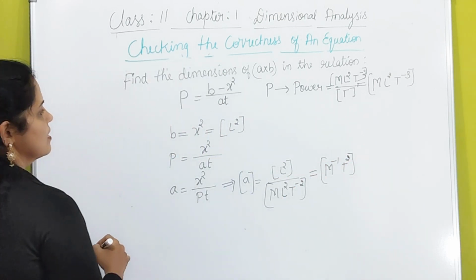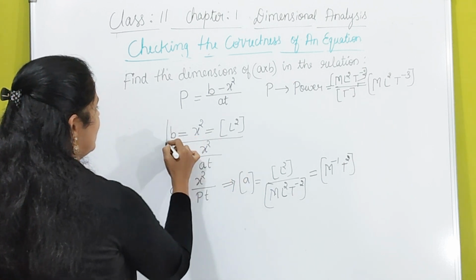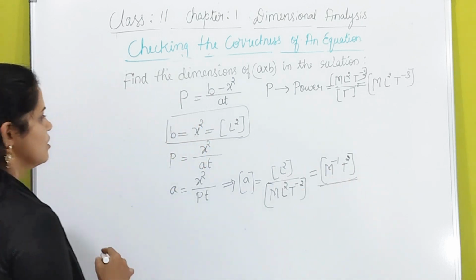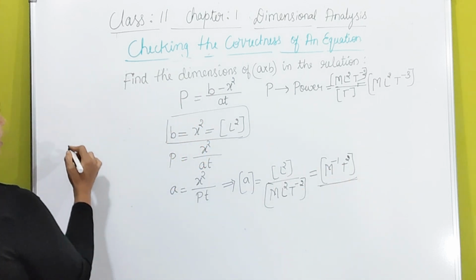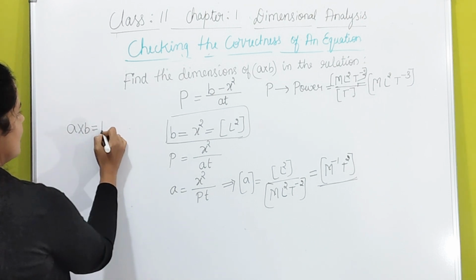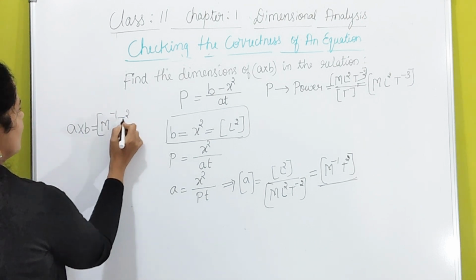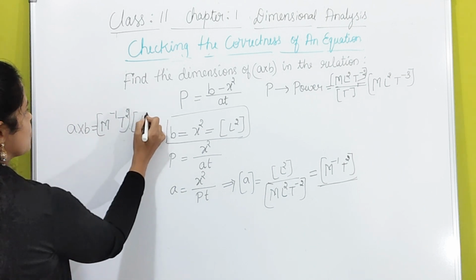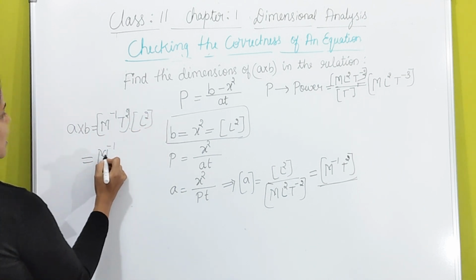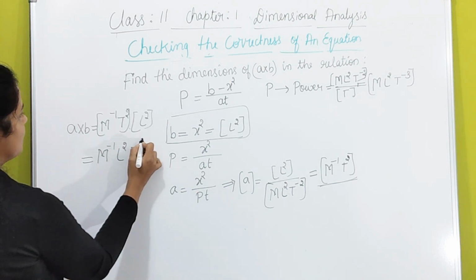The question is, calculate A into B. So here we are having B, and this is a dimensional formula of A. So multiply these two. A into B is, A is m to the power minus 1 T to the power 2 into B is L square. Together it is m to the power minus 1 L to the power 2 T to the power 2.